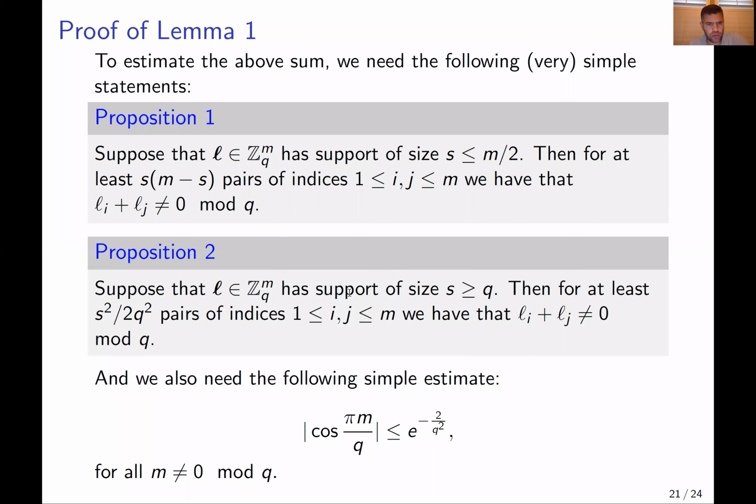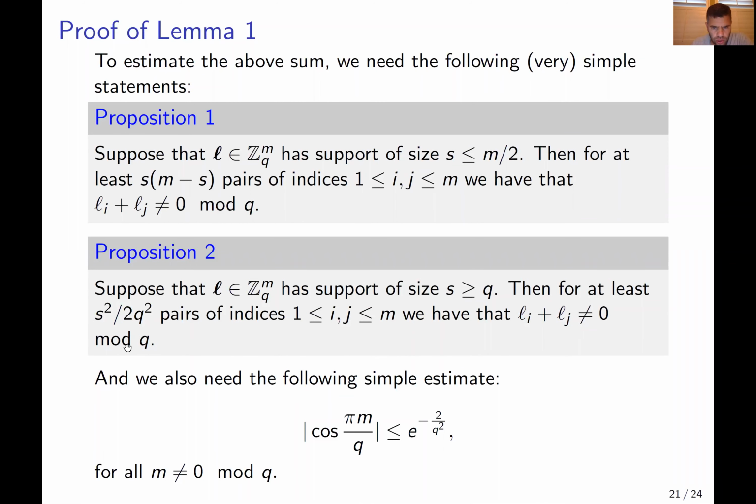And proposition 2: suppose that you have some vector L with large support, so I just said at least q, but it's not really important. Here, if the support is at most m over 2, we have some bound. And here basically I want to say if the support is at least m over 2, but it works even for smaller ones. Then for at least s square over 2q square pairs of indices, we have that Li plus Lj is not 0 mod q.